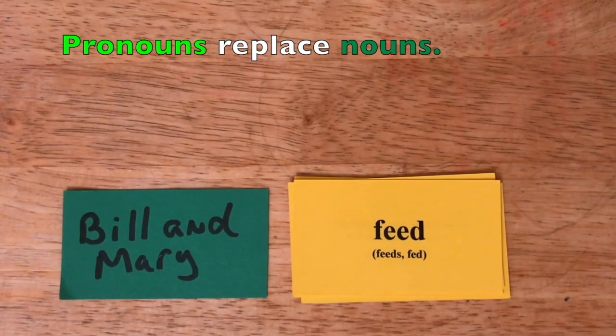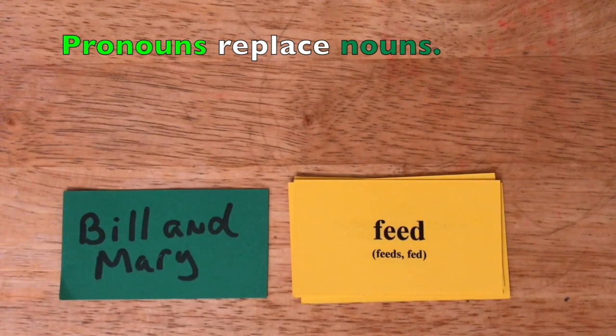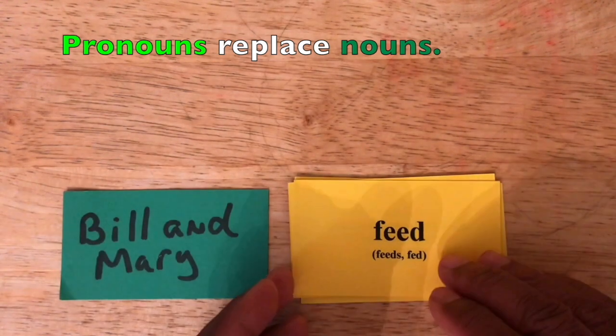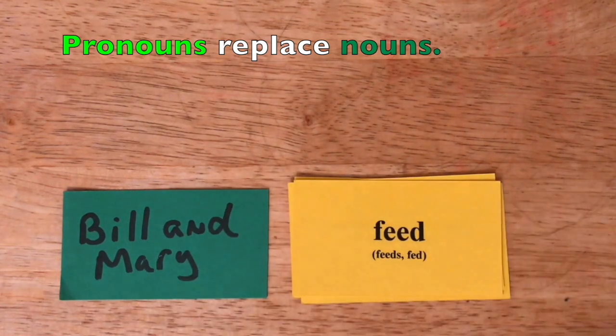Now, here's what a pronoun can do. Let's say I wanted to replace Bill and Mary in the next sentence. Let's say I wanted to say, Bill and Mary feed the dog every day. Or Bill and Mary usually feed the dog in the morning. So in my first sentence, I said, Bill and Mary fed the dog yesterday. My next sentence can say, Bill and Mary feed the dog every day. But what if I don't want to use Bill and Mary? So here's what I can do.